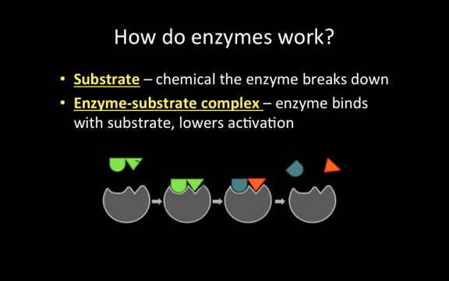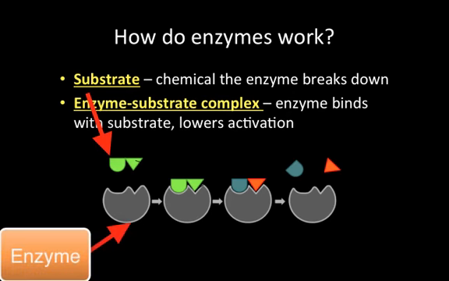So how do enzymes work? We got some definitions we need to know here. The substrate is the chemical the enzyme is going to break apart. It's the reactant, essentially. So we're going to break this chemical into two separate parts. And it would take a long time without an enzyme, so we're going to use an enzyme here. And that is known as the substrate.